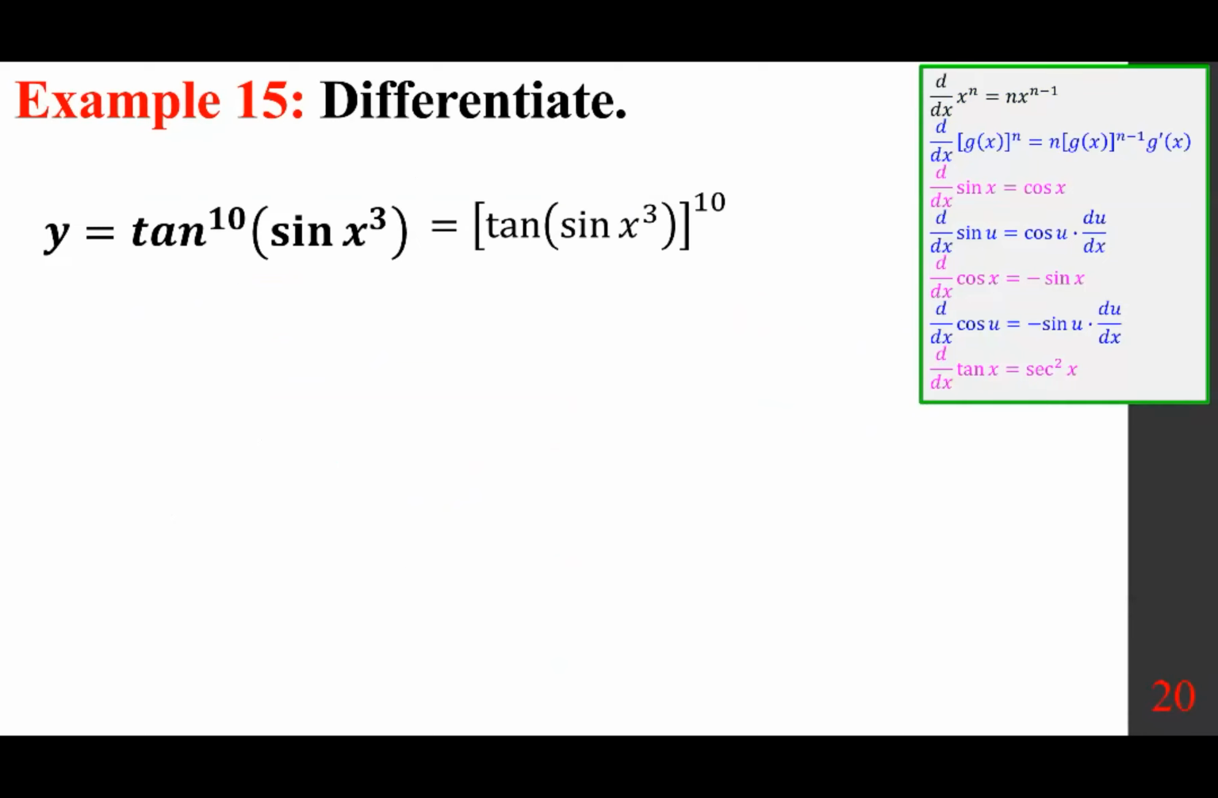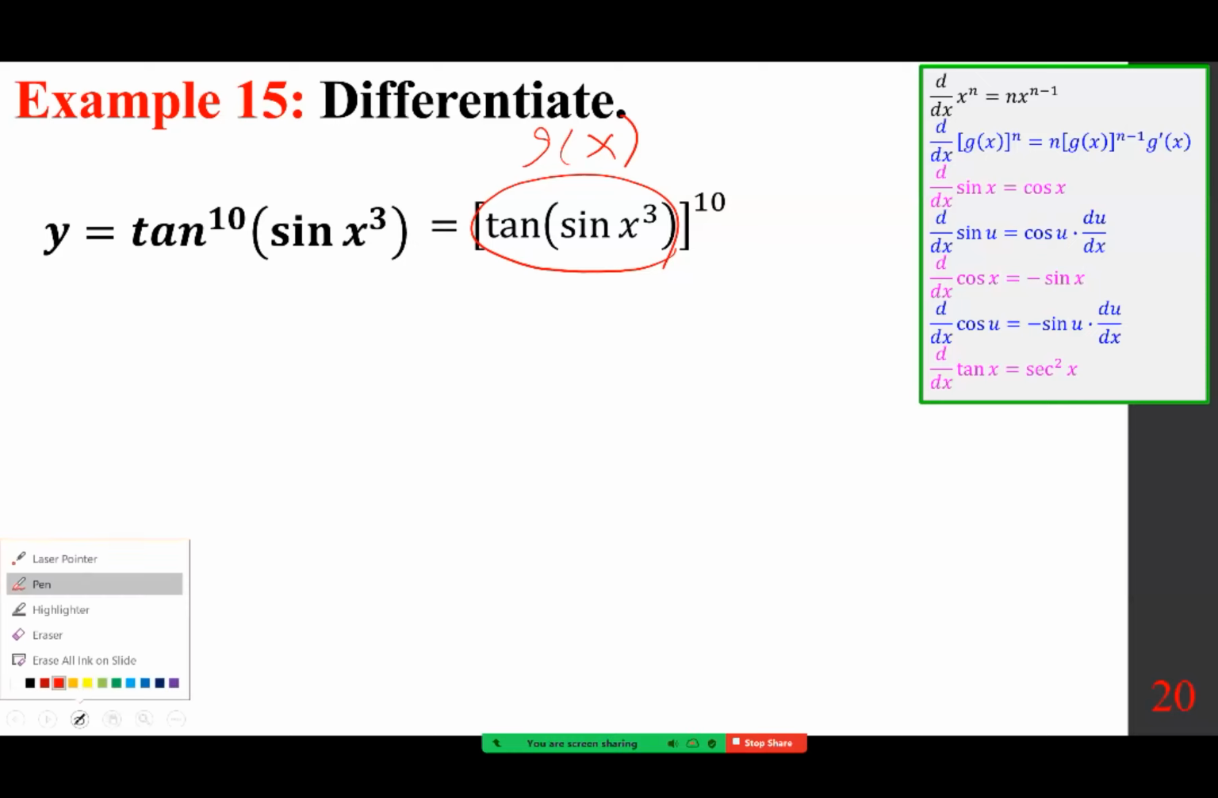Let's do the same thing here. So first things first, if I want to take the derivative of tan to the power of 10 of sine x cubed, first I have to rewrite it in this fashion. So in other words, something is being raised. You can think of it as g of x, if you would. Something is being raised to the power of 10. So you need the extended power rule. So first we write it as tan of sine x cubed to the power of 10.